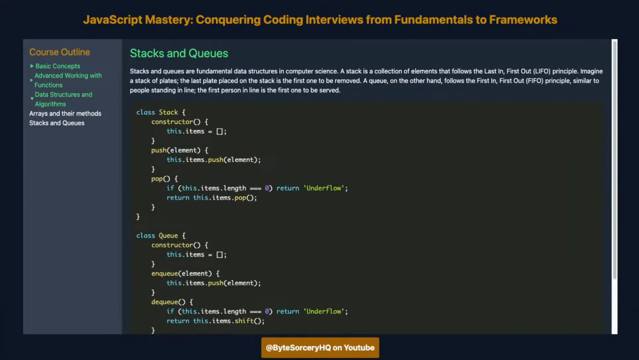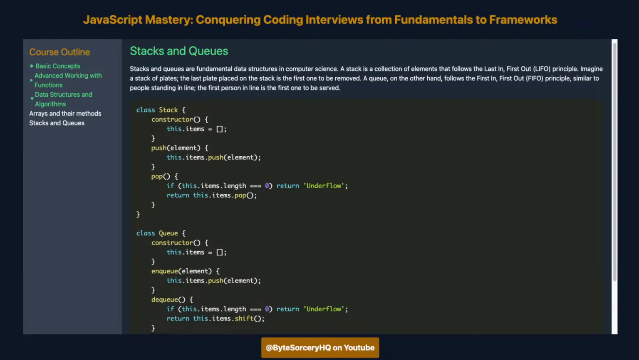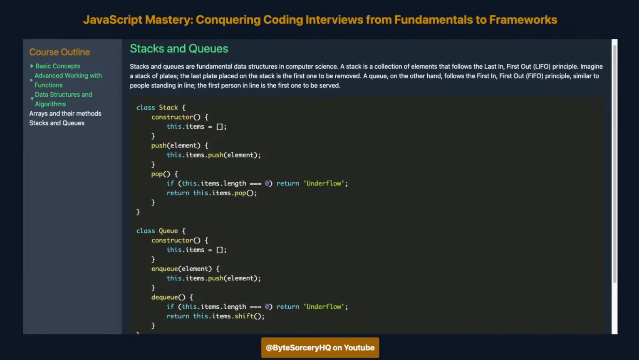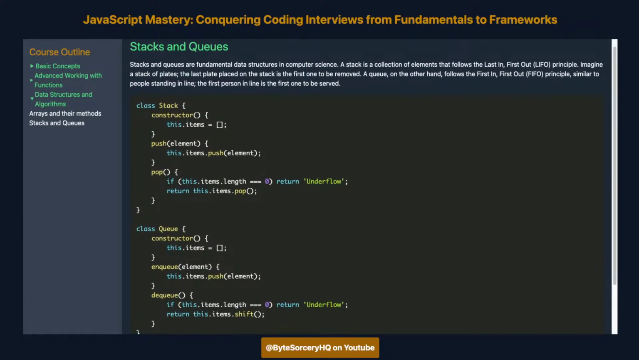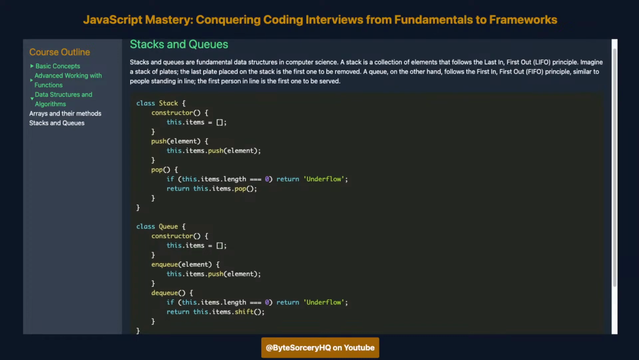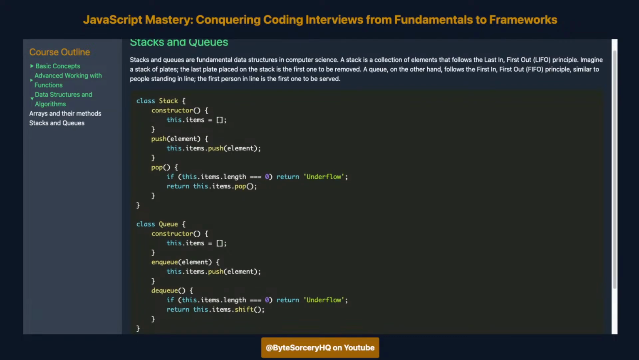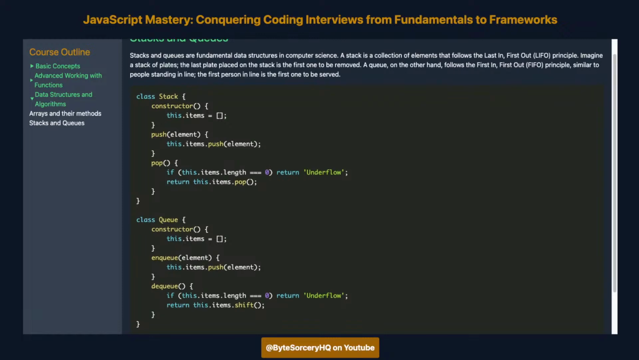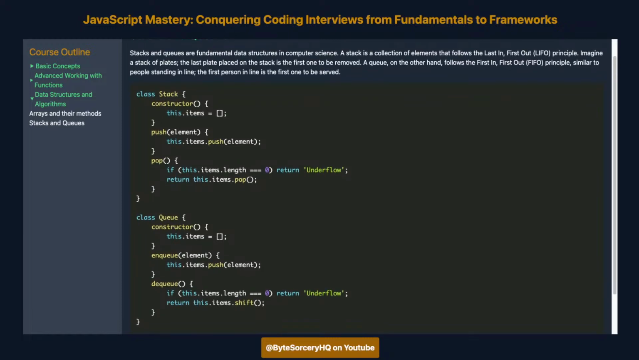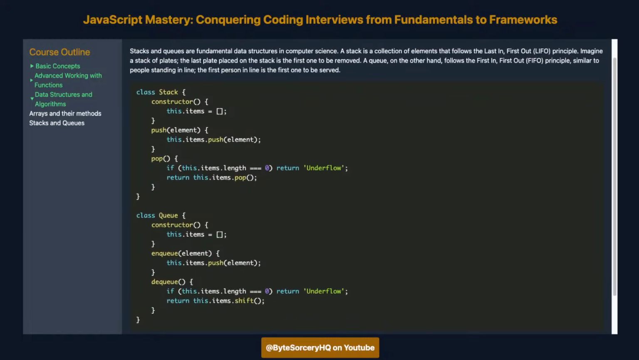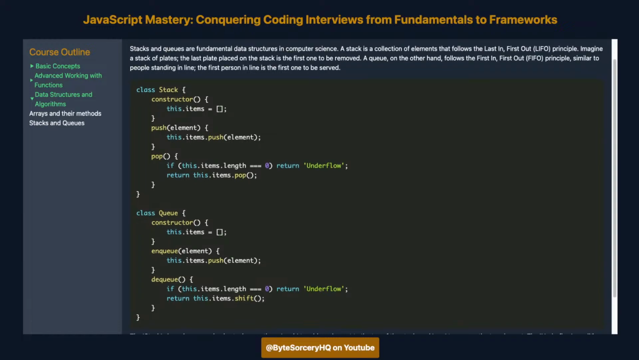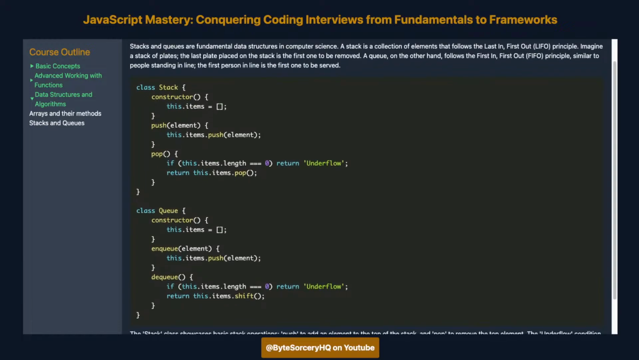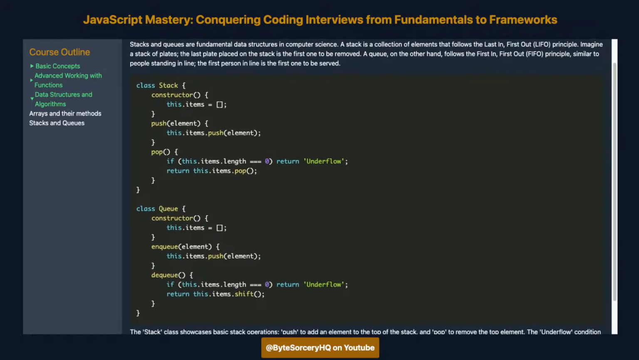Stacks and queues. Stacks and queues are fundamental data structures in computer science. A stack is a collection of elements that follows the last-in, first-out (LIFO) principle. Imagine a stack of plates. The last plate placed on the stack is the first one to be removed. A queue, on the other hand, follows the first-in, first-out (FIFO) principle, similar to people standing in line. The first person in line is the first one to be served.